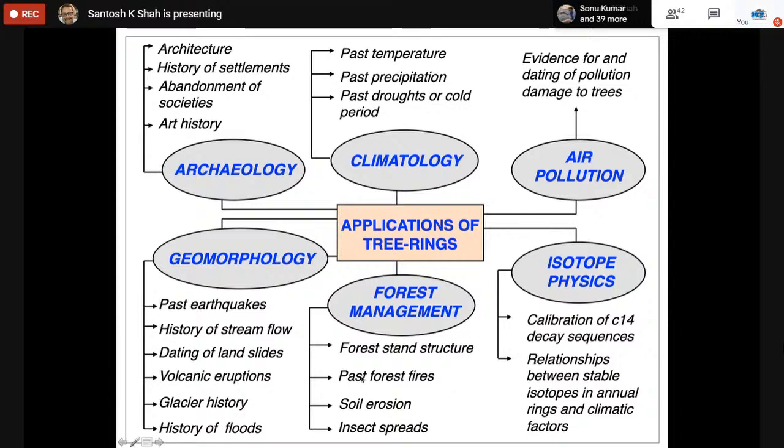And we can also study past forest fires. The fire scars occur in the trees, and it even has some application in forestry management, like forest stand structure, soil erosion, and insect spread. Those are the various applications of tree rings.